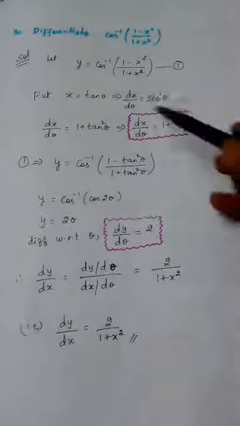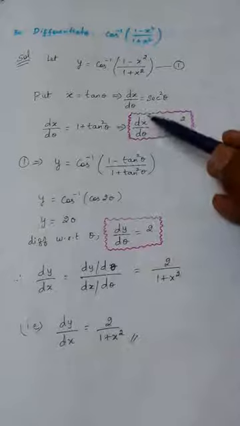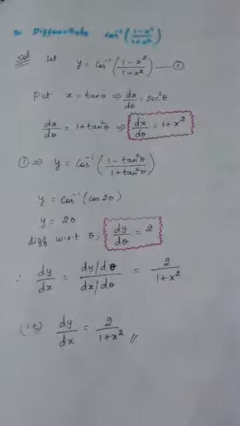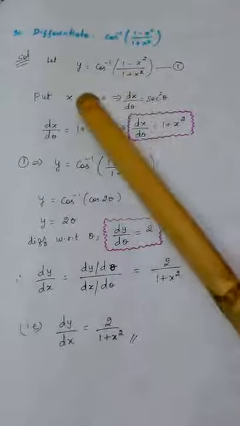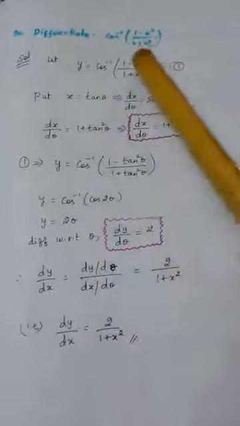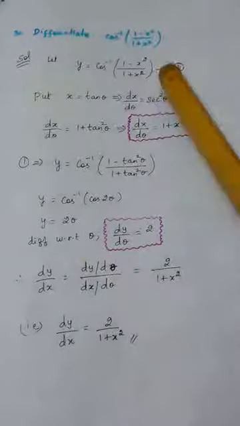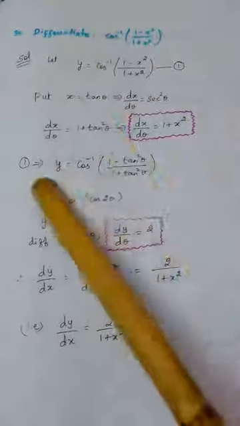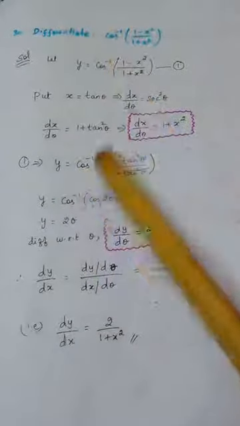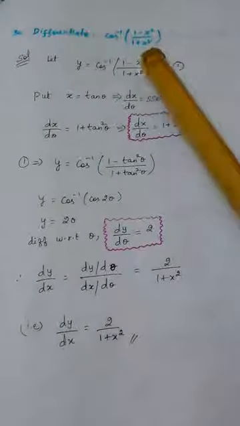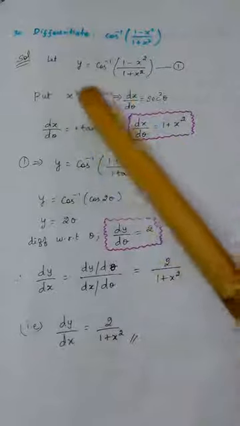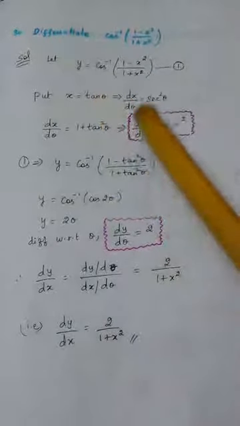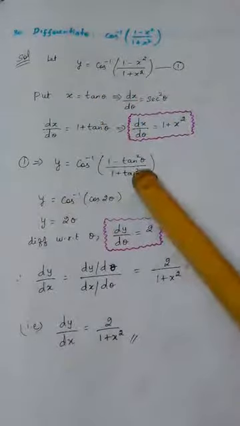Now what have I found out? I have found out dx by d theta. Right? Next, now I am going to substitute what I have taken in this first equation. So first equation becomes y is equal to cos inverse of 1 minus, in place of x you put tan theta because x is equal to tan theta. So this becomes tan square theta. This also becomes tan square theta.